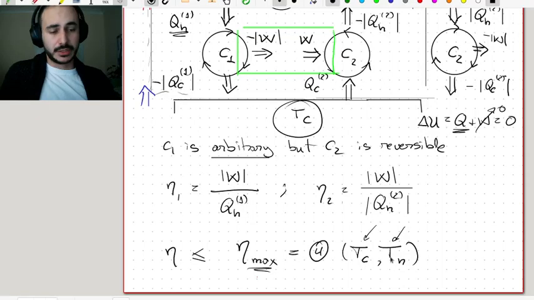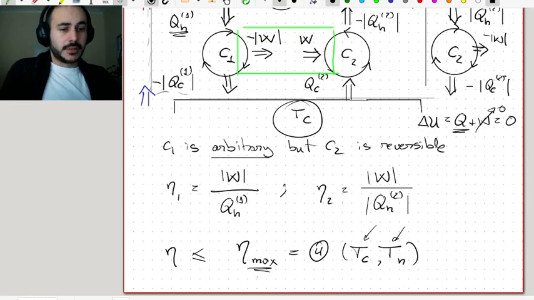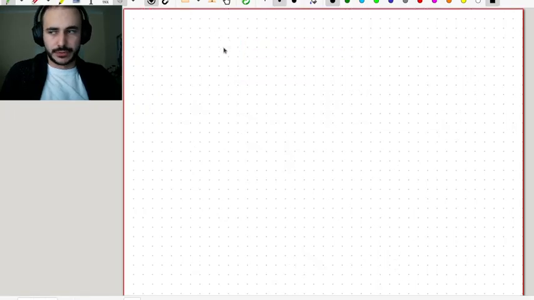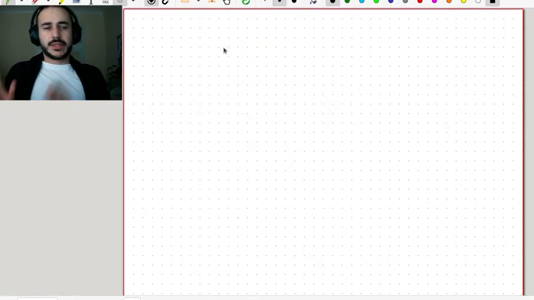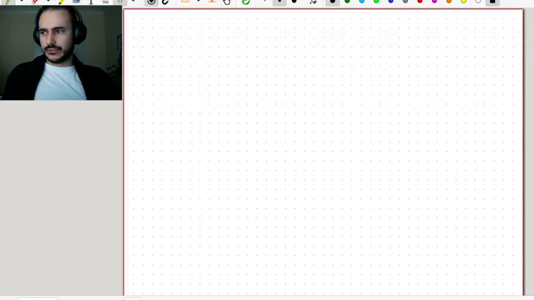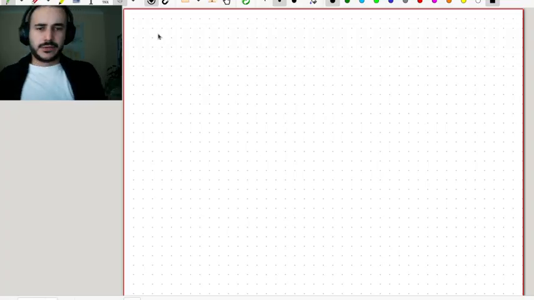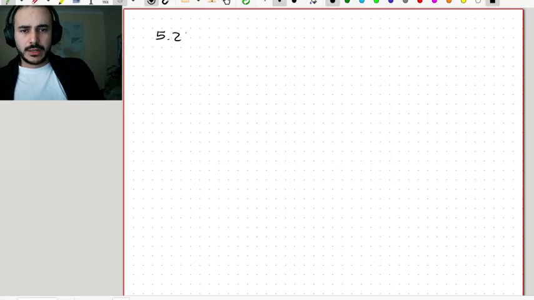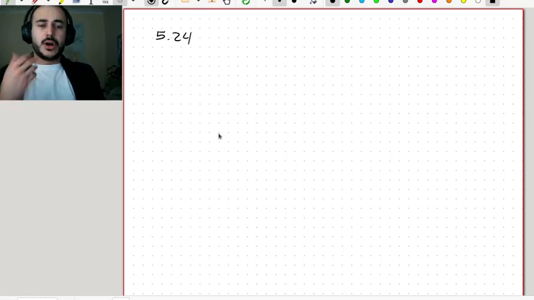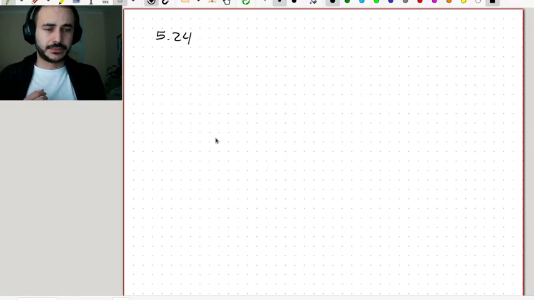Okay, so this is extremely general and extremely powerful as a result, and it has very important consequences. One of them, it allows us to define the absolute temperature scale, which we are going to see in a minute. So there's one section in the lecture notes that you will see under the heading of 524, where the thermal efficiency of the ideal gas Carnot cycle is worked out.